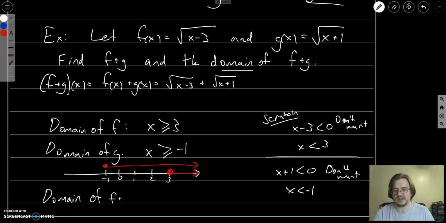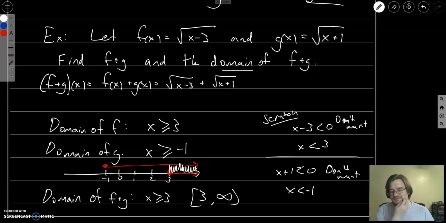of f plus g is going to be all those numbers that are greater than or equal to 3, because they have to be both greater than or equal to 3 and greater than or equal to negative 1. So where they overlap is going to be from 3 on. So writing this as an interval, this will be from 3, oops, I've got to be careful. This is going to be 3 to infinity, and I can include 3, but I can't include infinity. So this is just calculating the domain. This is where the domain of f and g overlap, just using a picture.